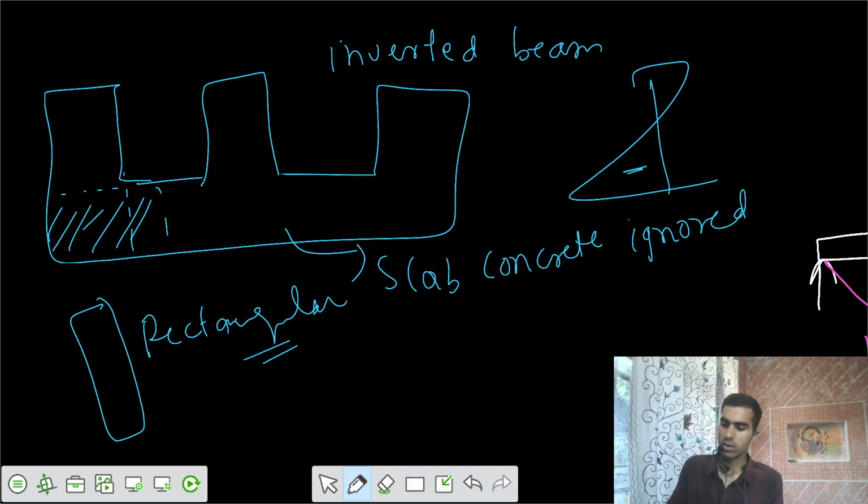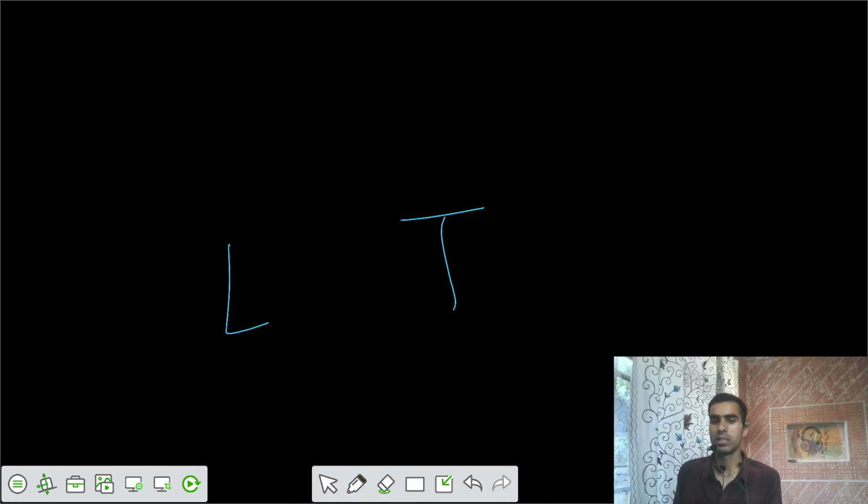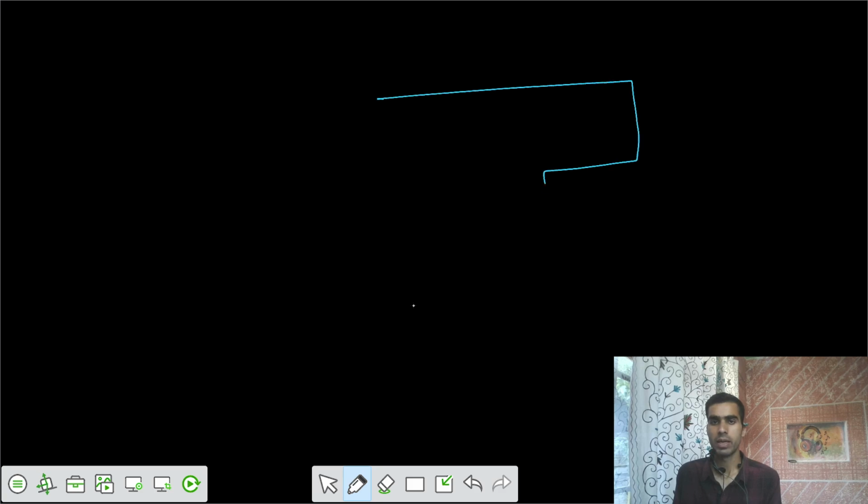Let's go to that particular flange. Either we can have an L-type beam or we can have a T-type beam. We call them flanged beams. Now, based on that concept, let's take one of the T beams here, a flanged beam.